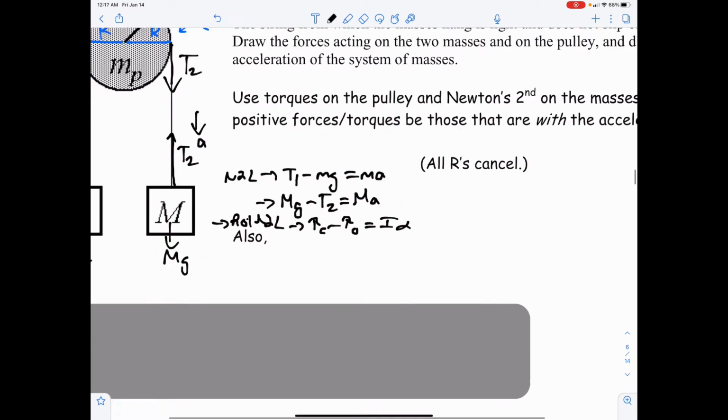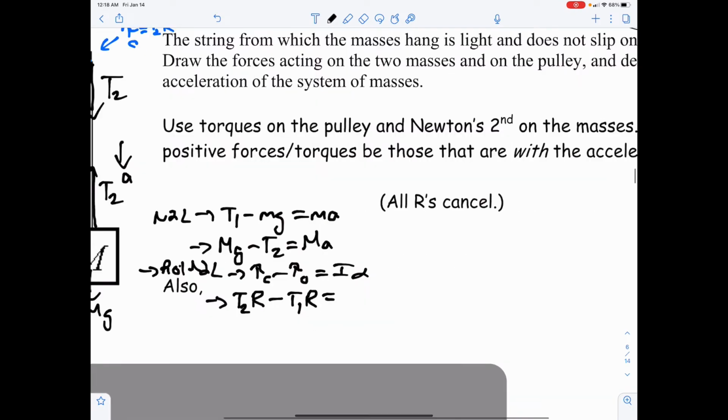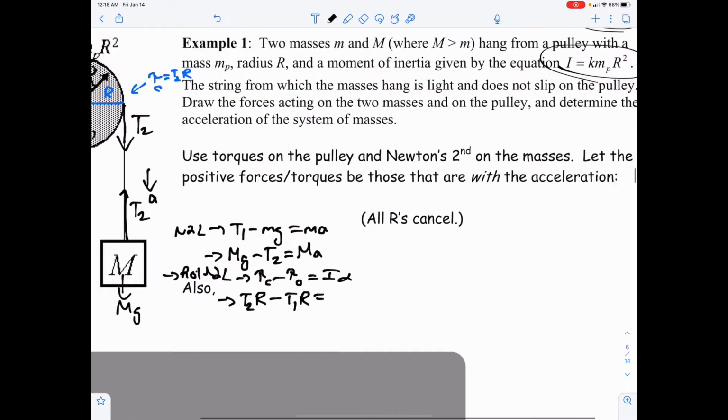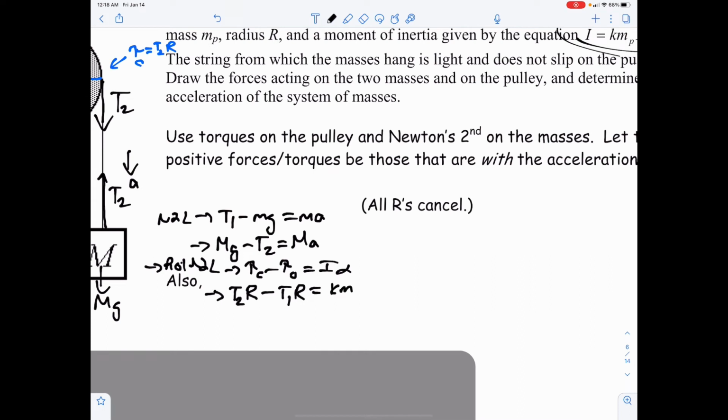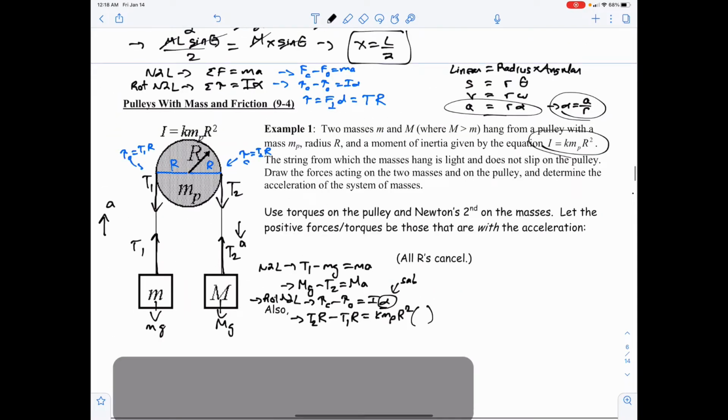But here's what we're going to do with that. We're going to go, causing torque was tension 2 times radius minus the opposing torque, which was tension 1 times radius, equals I alpha. Now, what was I? I was this value here, K times M, the mass of the pulley, R squared. All that is I, times alpha. But now is where I'm going to substitute for alpha. What is alpha? It's A over R.